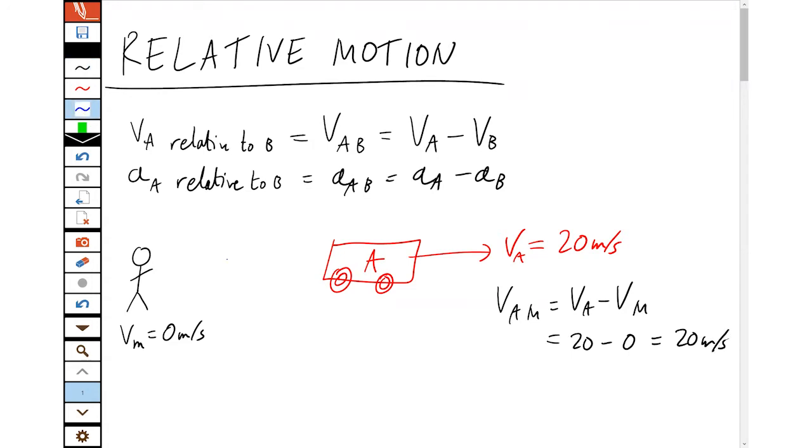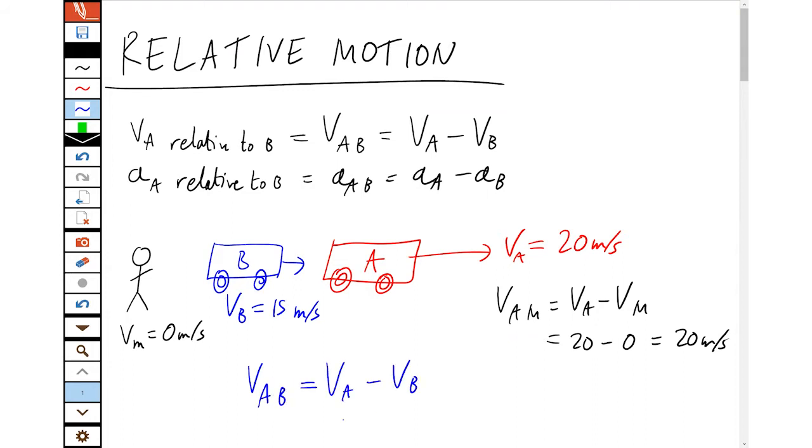But let's say now there's another car chasing it, B. And B is moving at 15 meters per second. So now the velocity of A relative to B is the velocity of A minus the velocity of B, which is 20 minus 15, which is 5 meters per second. So, to me, it looks like the car is speeding away at 20 meters per second, but to car B, A's not getting away as fast. From the point of view of B, it looks like A isn't getting as far away as fast.